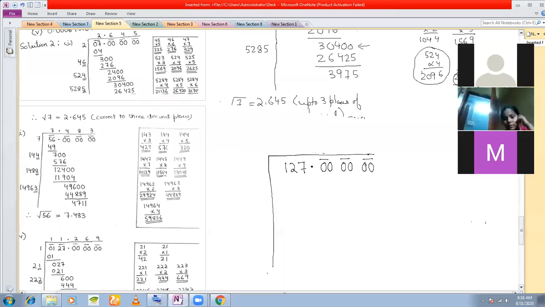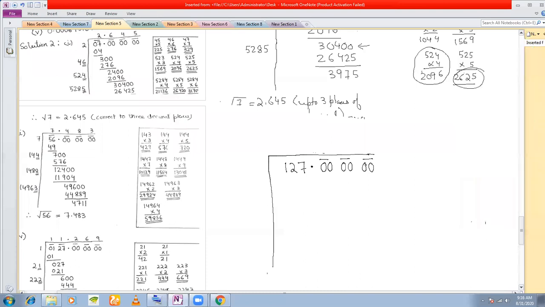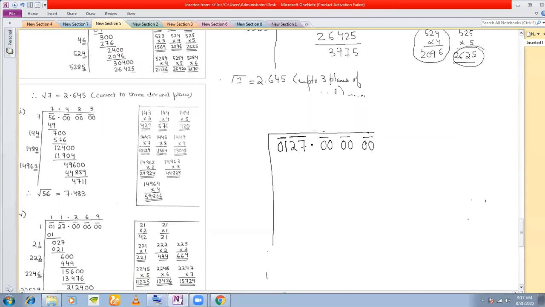Also, towards the left of the decimal, you have this pair 27, and you have a single 1. So what you do here is you place a 0 here and you make this a pair. Okay, so on the left hand side of that decimal you have 2 pairs, 1 and 27, and on the right hand side you have 3 pairs of zeros. Okay, so now we are going to find out how to find this.